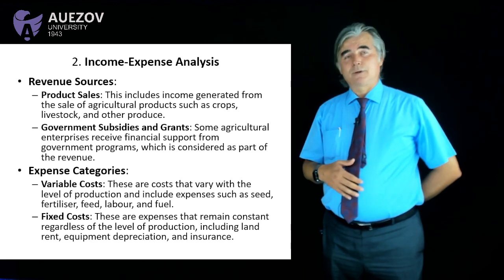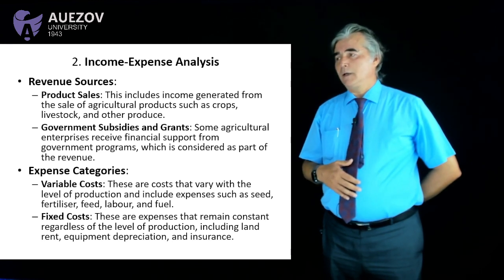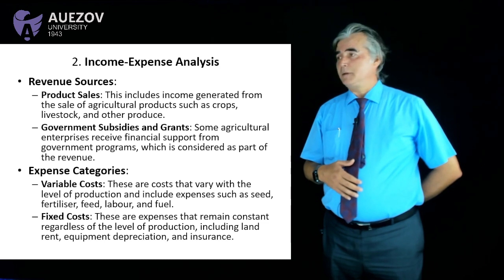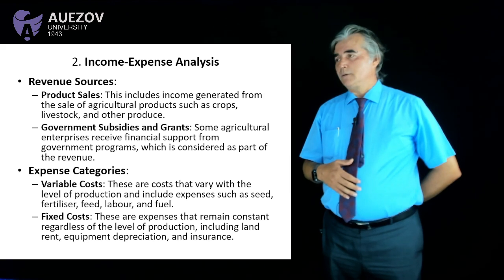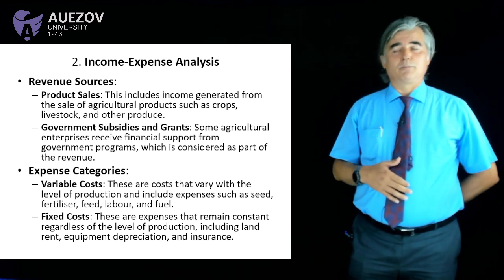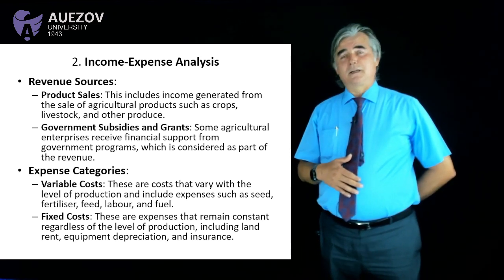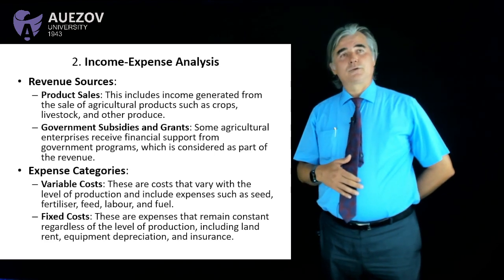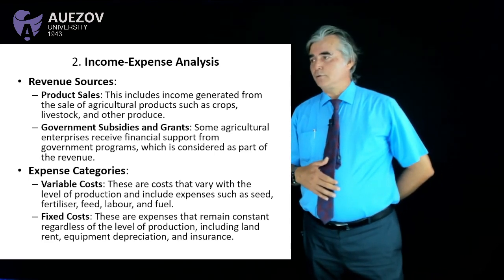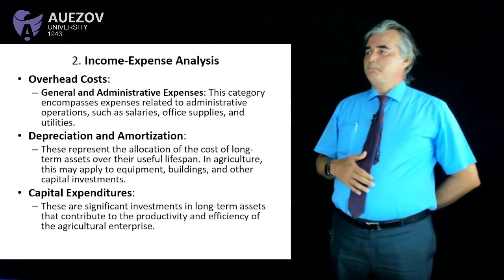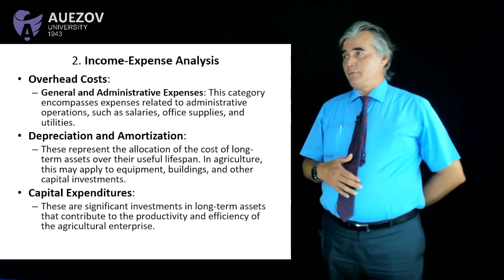Also, the expenses category is important. In the short run, we divide costs into variable and fixed costs. Variable costs vary with the level of production, and seed, fertilizers, feeds, labor and fuel are some of the variable costs. Fixed costs are expenses that remain constant regardless of the level of production, and land rent, equipment depreciation and insurance are such fixed costs. Overhead cost: general and administrative expenses.